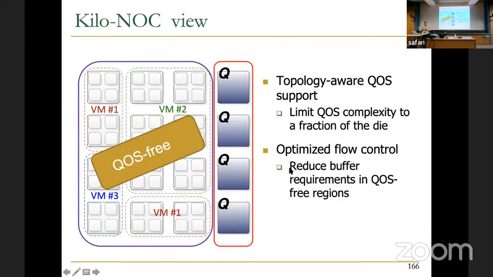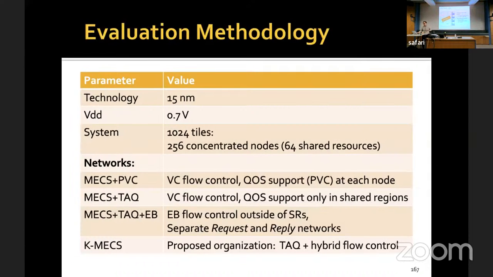There's a bunch of other stuff that the paper does that I'm not going to go into, but you can actually optimize the flow control. If you're careful about what's going on over here, you can design a flow control mechanism that reduces the buffer requirements in these regions. It doesn't go all the way to deflection and bufferless routing, but it reduces the buffering. And that actually helps the energy efficiency and scalability.